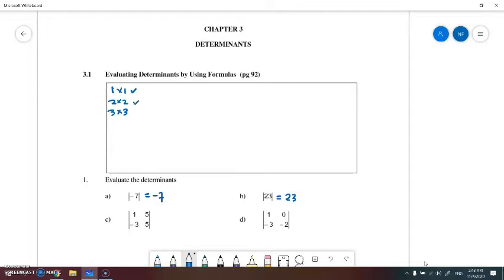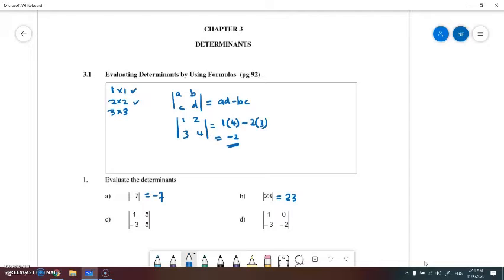And then for a 2 by 2 matrix, let's say you have A, B, C, D, 2 rows and 2 columns. The determinant is AD minus BC. I'll give you a simple example. Let's say 1, 2, 3, 4. Your answer would be A is 1, D is 4, minus B is 2, and then C is 3. So your answer is 4 minus 6, which is negative 2.